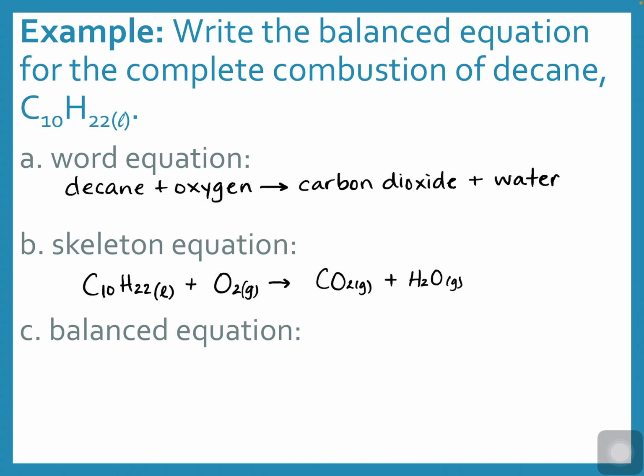So balancing our equation here, I have 10 carbon atoms, 22 hydrogen atoms, and 2 oxygen atoms. And on the other side, I have 1 carbon, 2 hydrogen, and then I have 2 oxygen from carbon dioxide and 1 from water, so 3 oxygen there. So the rule was to first balance carbon.